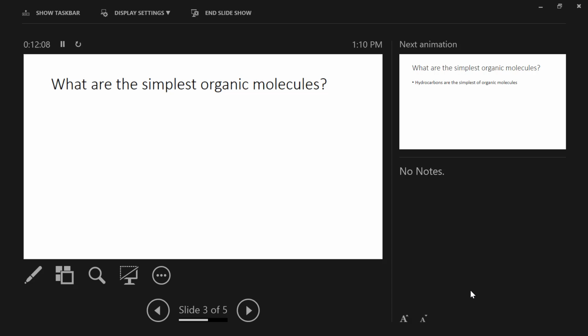Next question. What are the simplest organic molecules? What's the simplest way to answer that? Right here. Hydrocarbons are the simplest of organic molecules.